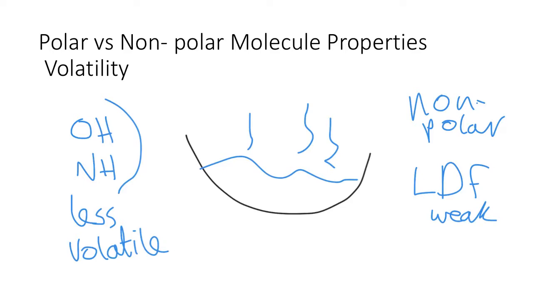If we compare molecules with the same number of electrons, it has to be the same number of electrons or similar, so we get similar London dispersion forces between the molecules. If we compare them, then the ones that are polar are less volatile because of the stronger forces of attraction between the molecules compared to the non-polar molecules with the weak London dispersion forces between the molecules. It takes less energy to break these, so they are more volatile. They will evaporate more easily.